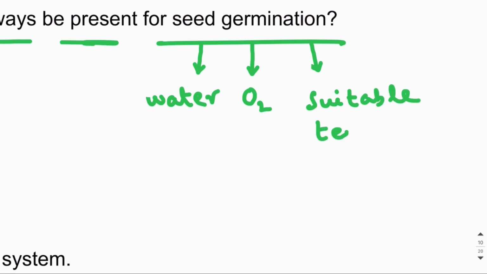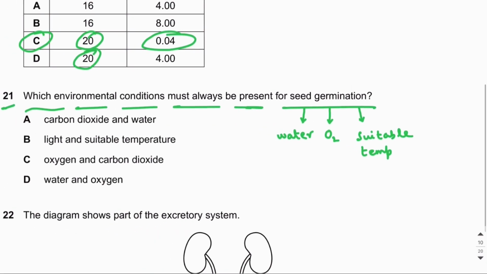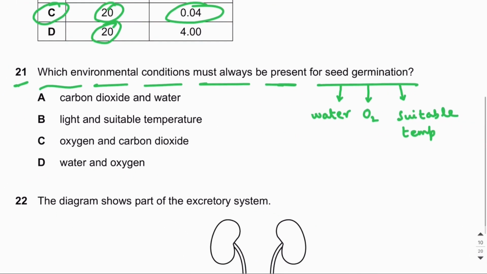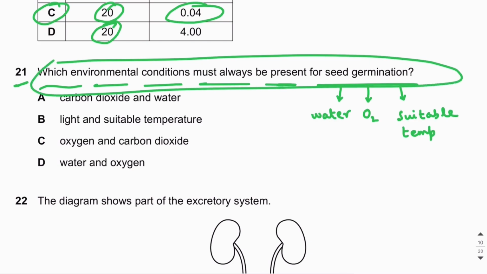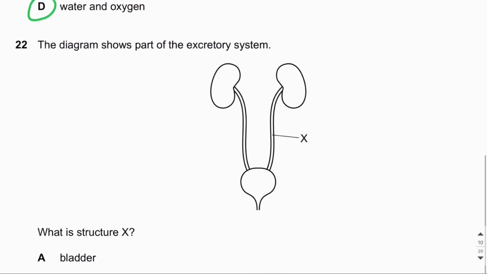Do remember this point that light is not required for seed germination. However, if light is present, the seed germination will speed up. So, what will be the answer? Which environmental conditions must always be present? Must always be present for seed germination. These are water and oxygen. The answer is D. Let's move on to MCQ number 22.